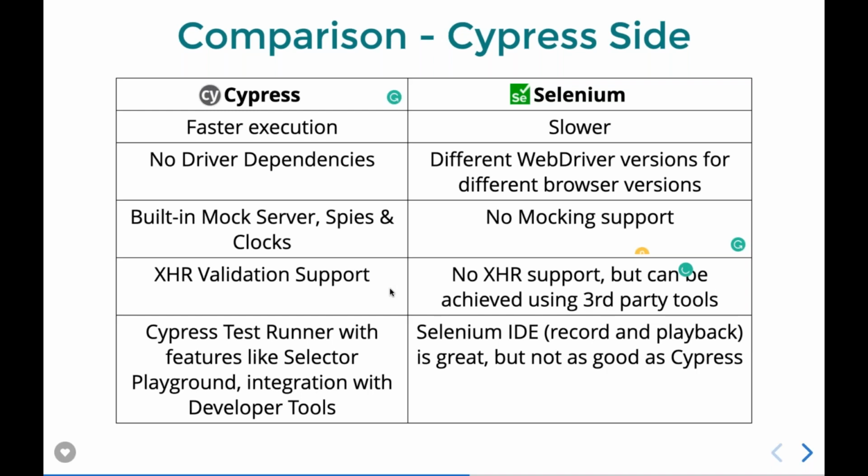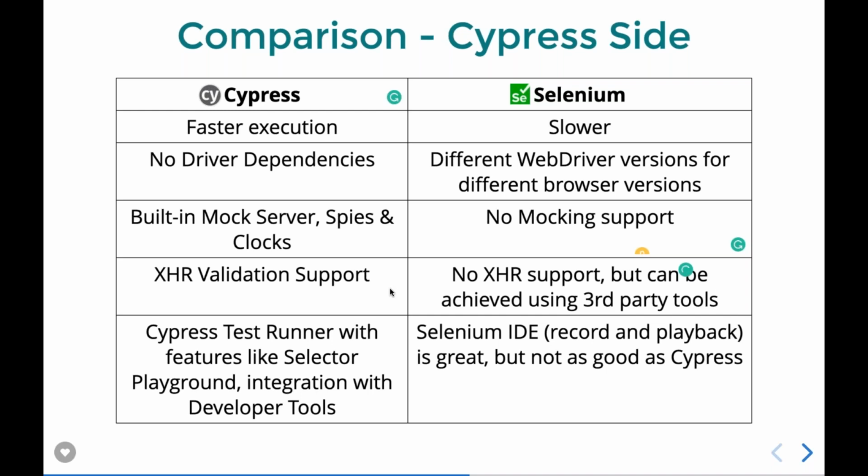And like I said earlier, it has an inbuilt mock server, whereas Selenium doesn't have. But again, you can use third-party tools that are available to make sure you are able to have the mock support as well. And XHR validation support is inbuilt with Cypress, whereas if you take Selenium, it doesn't have any XHR support itself. But again, you can use third-party tools to do that.